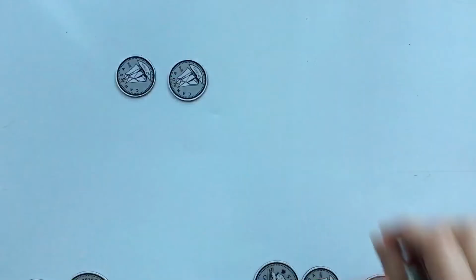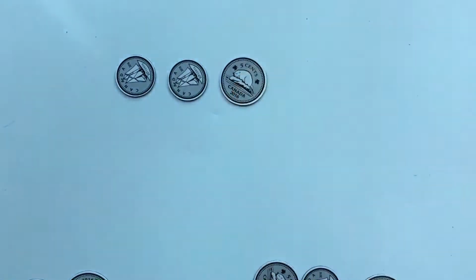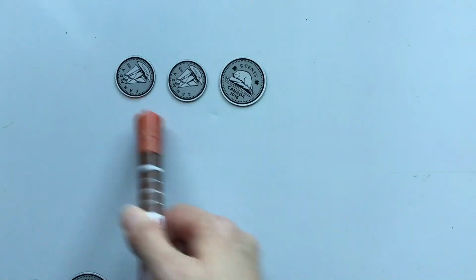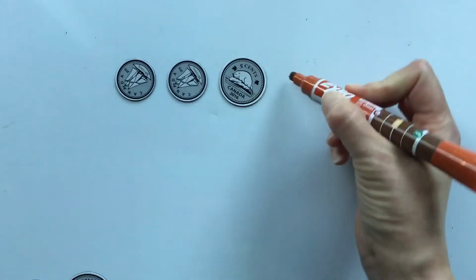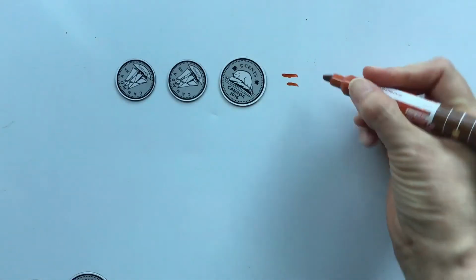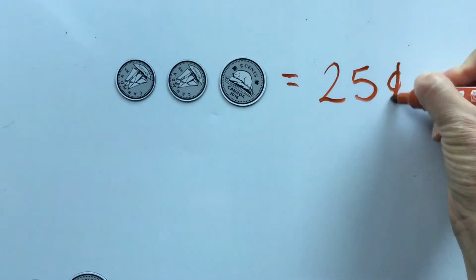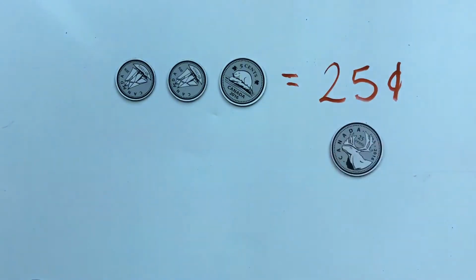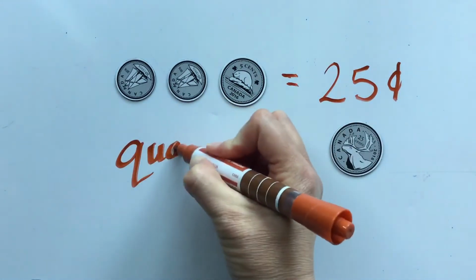Now, question number 7 is a bit different. It gives you some coins, and it asks you, what is the name of the coin that has the same value as the coins that are given? Well, first I need to find out what is the value of these coins. Well, again, we have to add them up. 10, 25. These coins are worth 25 cents. Can you guys name a coin that is worth 25 cents? If you said a quarter, you were correct.